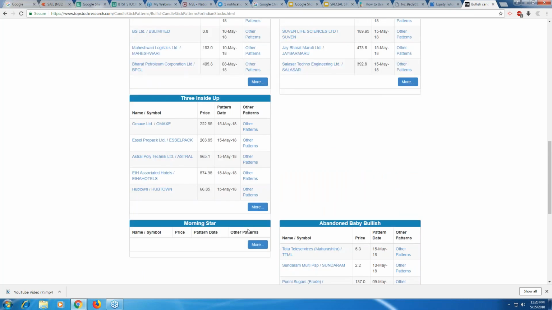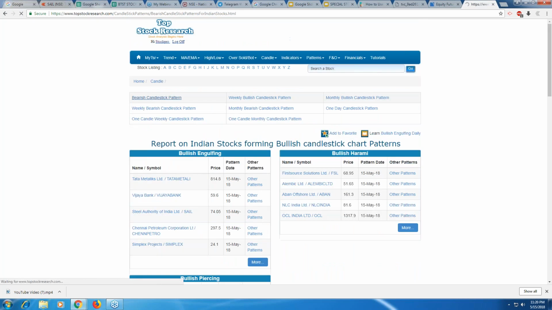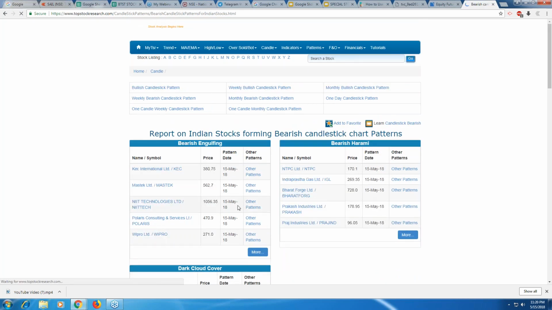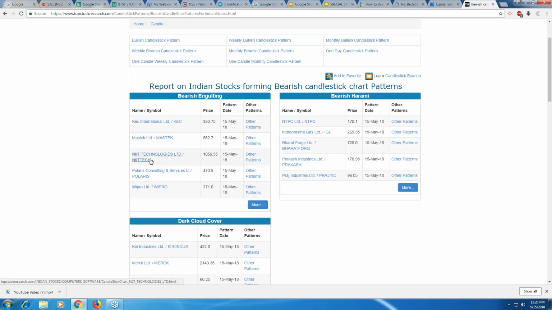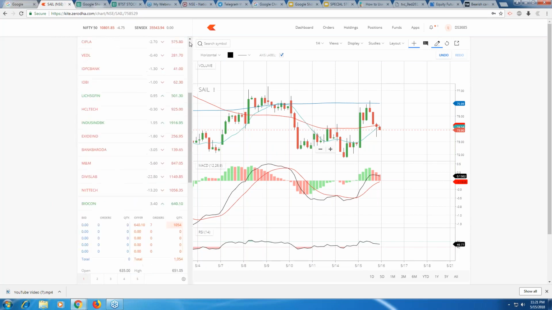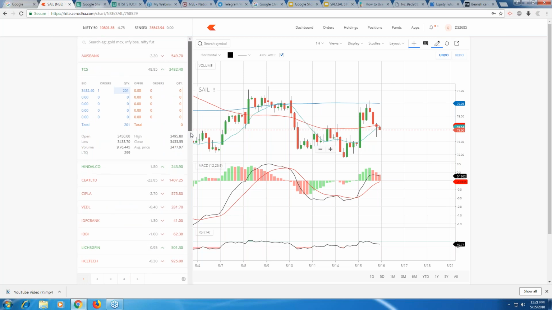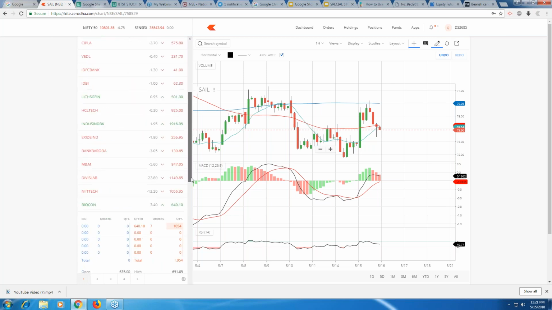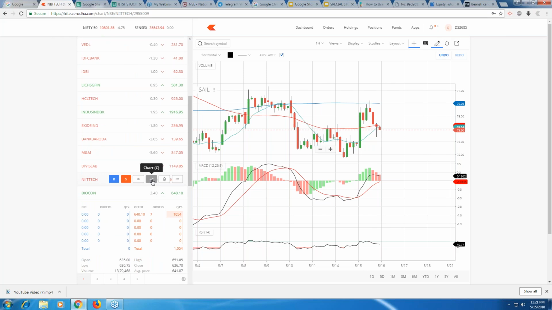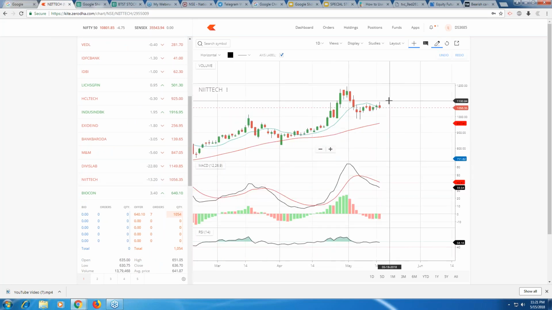So anyway, let's go to the bearish candlestick patterns. Let's see if there could be a possibility stocks may be experiencing some kind of resistance. So bearish engulfing in NIIT Tech. Let's see what's happening in NIIT Tech. In all the IT stocks right now, I can see the bearish nature setting in, right? Let me make it 1 day. 1 day will give us a good idea.